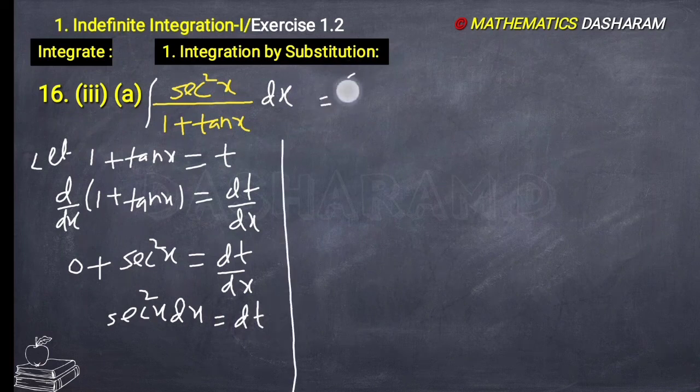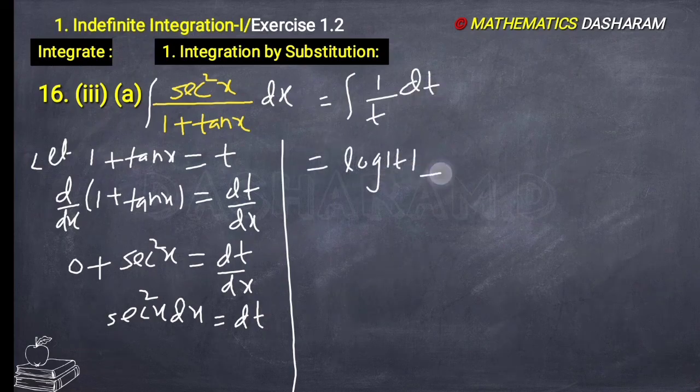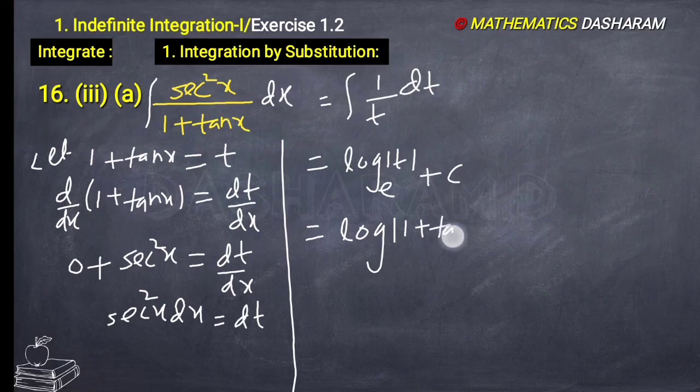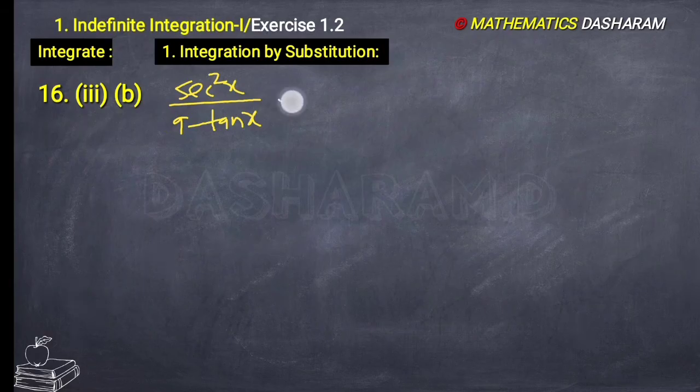Now in the given question, substitute the t value and the dt value. So 1 by t, and secant square x dx is dt. So it equals log mod t plus c with base e. So log mod of (1 + tan x), plus c, is our required answer. Next, question (b): secant square x divided by (9 - tan x).